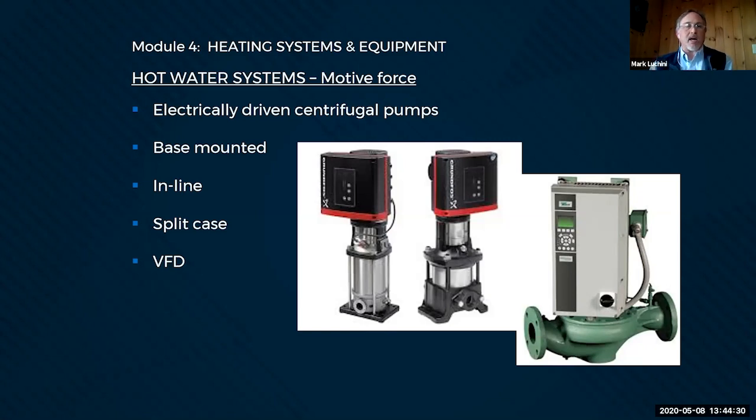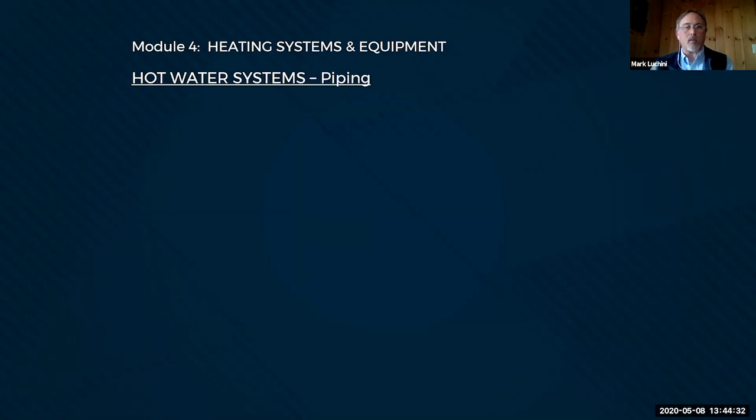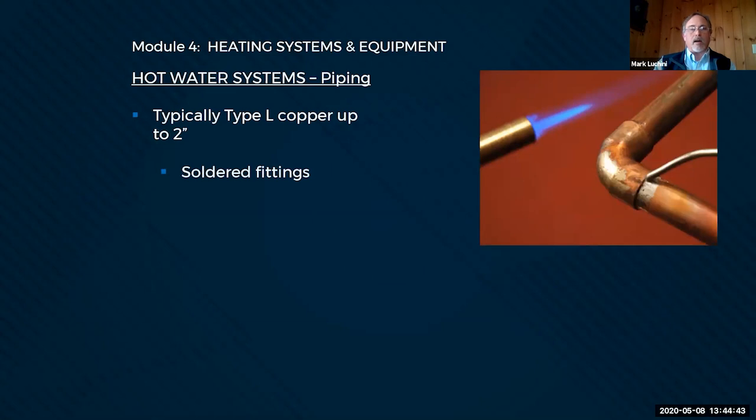Let's talk about system piping. What do we use to pipe chilled and hot water systems with, rather? Up to 2 inches, typically, we're going to use type L copper. The old way is soldered fittings.